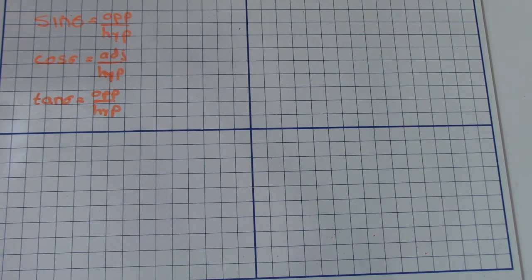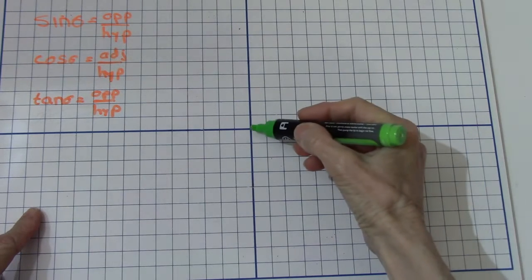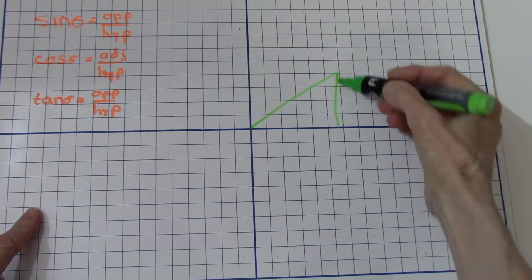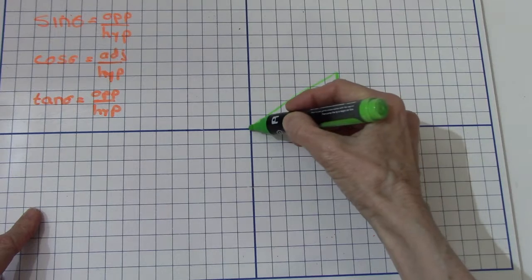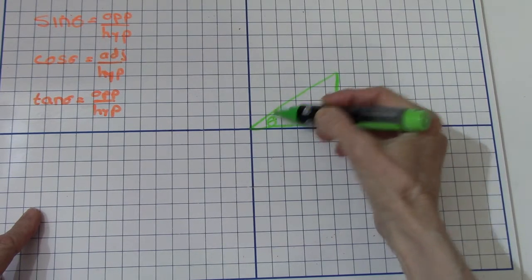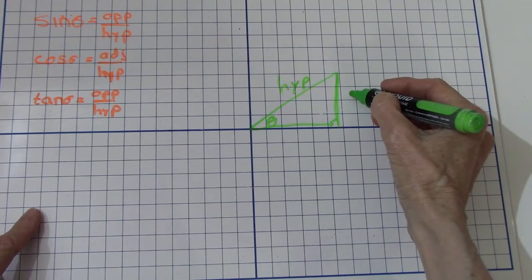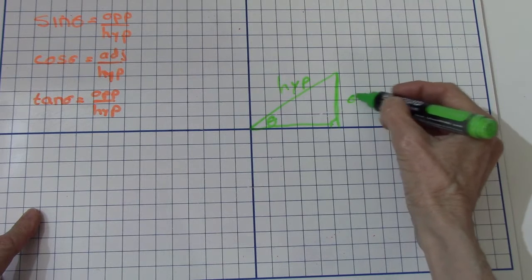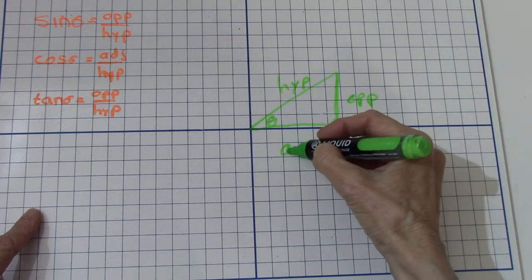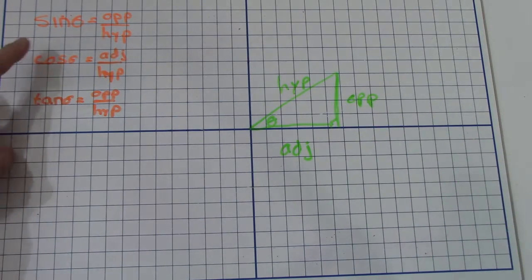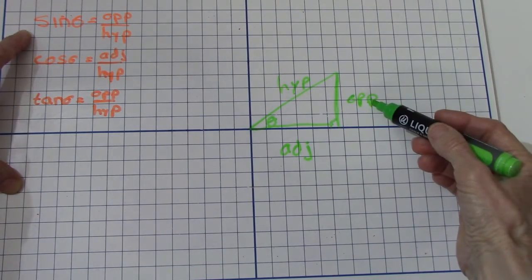And now I'm going to take a general triangle and put it in the coordinate plane. Let's say here's my triangle, it's a right triangle. Here's my theta, this is my hypotenuse, this is my opposite from theta, the side that is opposite, and this is adjacent.